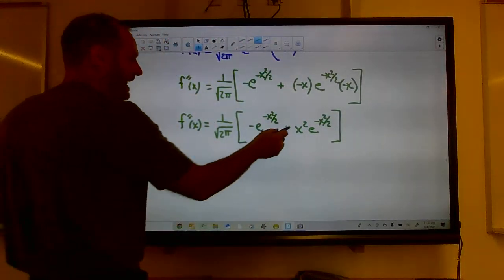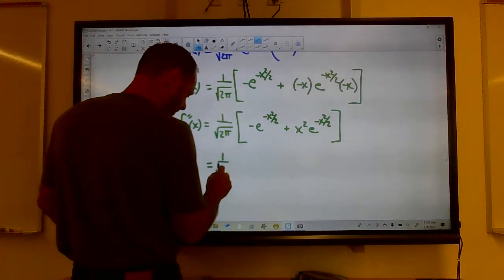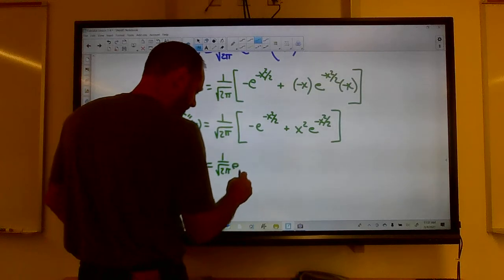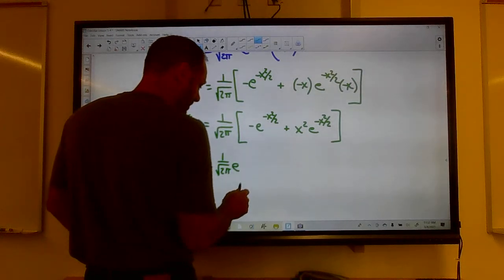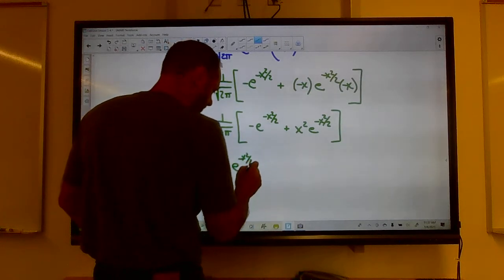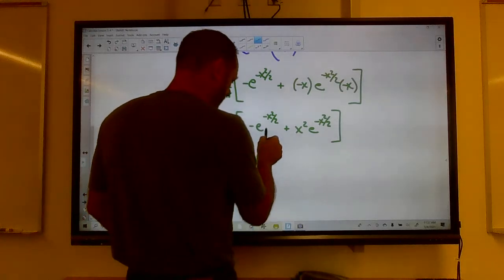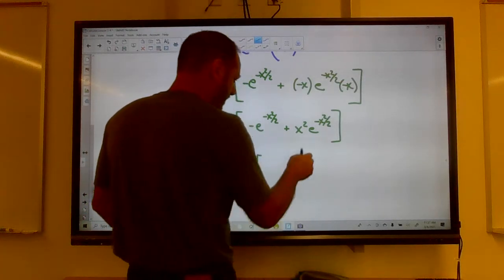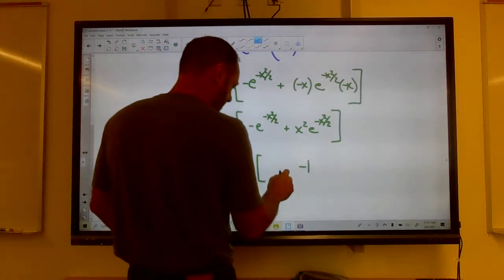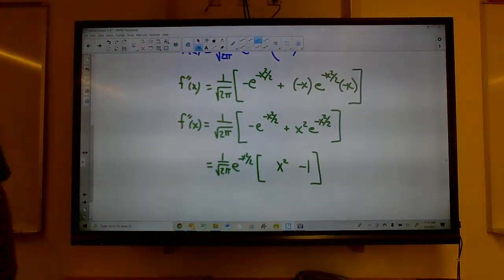And you know what? I could factor out the e to the negative x squared over 2. And that would leave me with -1 right here. So I'm going to put the -1 over here. And that would leave me with an x squared, which I can put in front. Okay. So I got that correct.